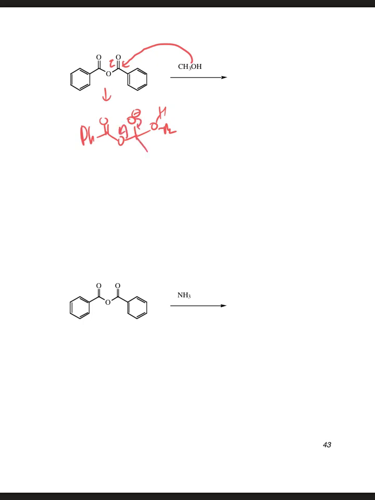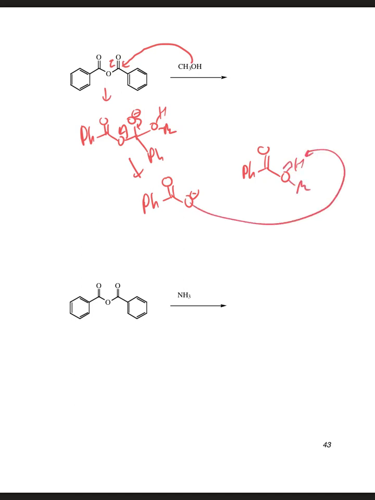Reform the carbonyl, kicking out our leaving group, carboxylate, which gives us the protonated ester. And then our carboxylate can grab that hydrogen to give us the carboxylic acid and our ester.